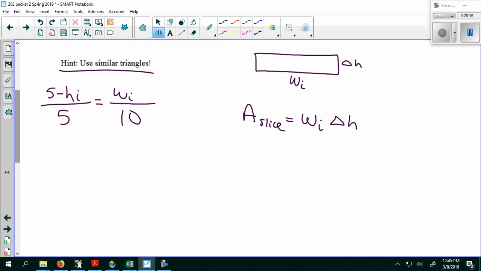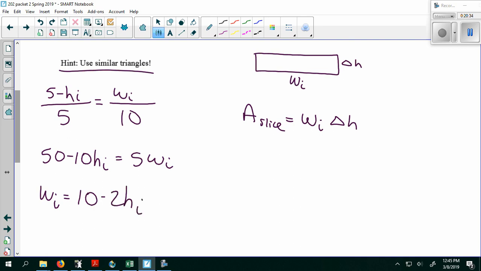So I need to solve this for w. I get 50 minus 10h_i equals 5w_i. Divide both sides by 5, so w_i is 10 minus 2h. So I come back over to my formula for the area of a slice: w_i is 10 minus 2h_i, times delta h. So that's the area of a single slice.